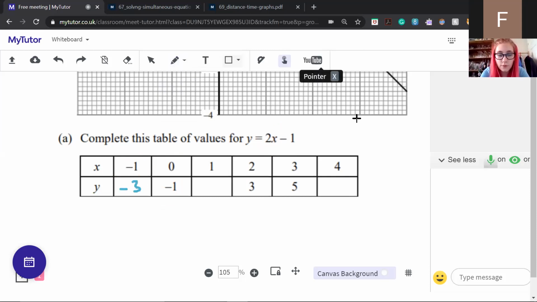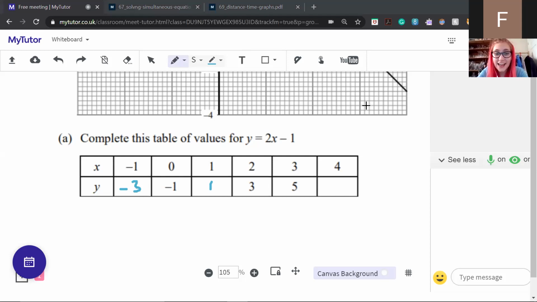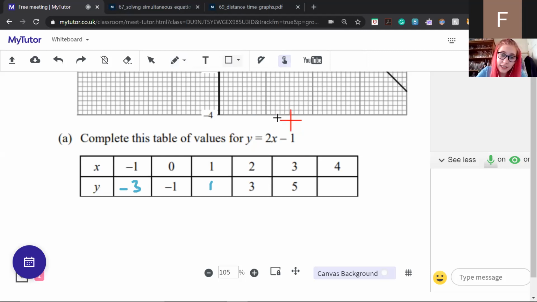When x is 1, we get 2 minus 1, so it's 1. Somebody said here, is it adding 2? Yes, exactly right. That's because if we think about this in the form y equals mx plus c, this is the gradient. So whenever we increase x by 1, we're increasing y by 2. That's exactly what a gradient of 2 means, so well spotted. And then finally, if we put in x is 4, we get 7. 8 minus 1 is 7.